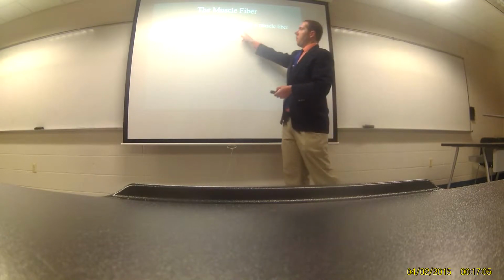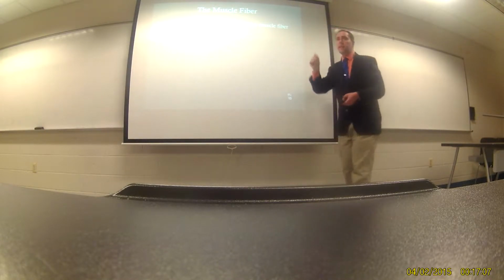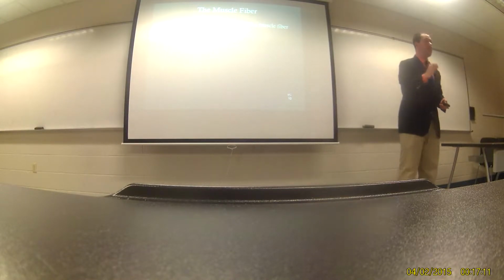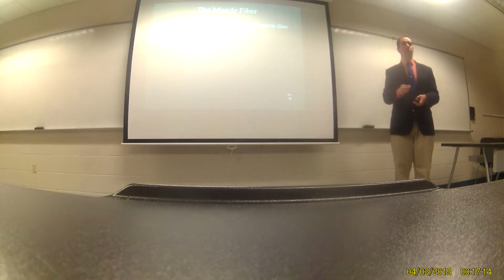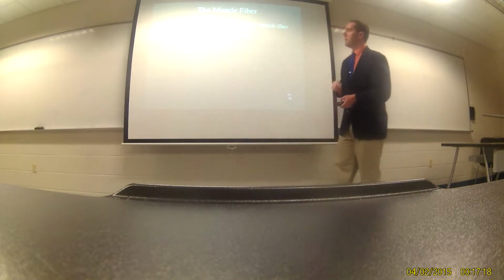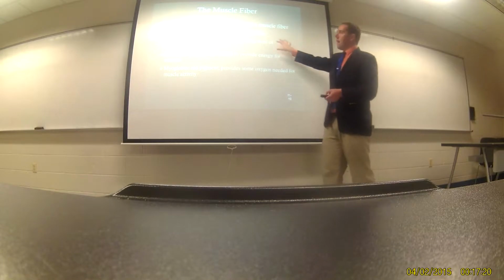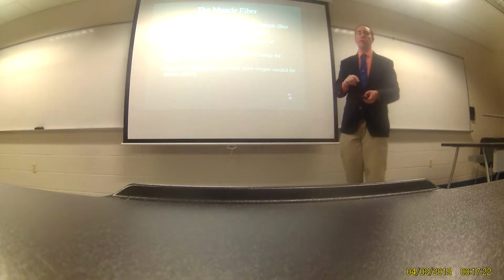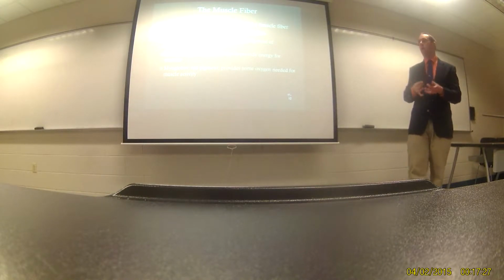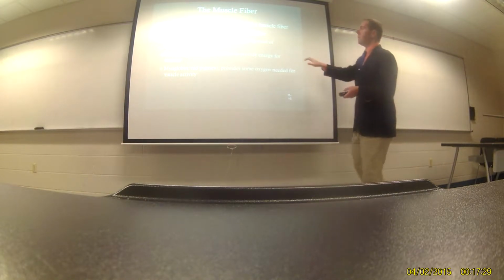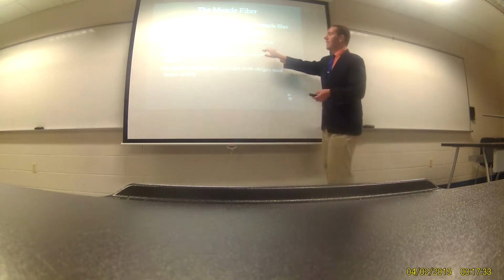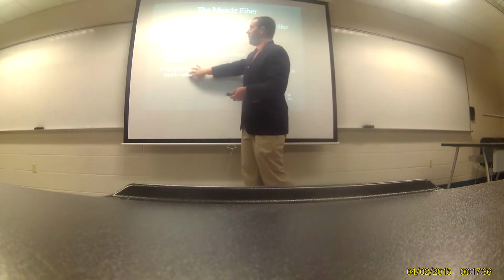So the plasma membrane of a muscle cell is called the sarcolemma. This is the plasma membrane. But because it's a specialized cell, they gave it a specialized name. Inside of the muscle cell is the sarcoplasm. This is the cytoplasm, but they call it the sarcoplasm. In that are going to be a few things.